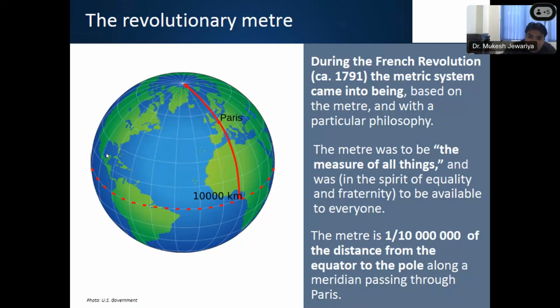They came up with an idea that the earth is constant. Earth's diameter is constant, earth's radius is constant. Why can't we measure the earth's radius and define a meter? So they took a one kilometer rope, like today's one kilometer, and measured the earth's periphery, from the north pole to the equator. It came to around 10,000 kilometers, and passed through Paris.